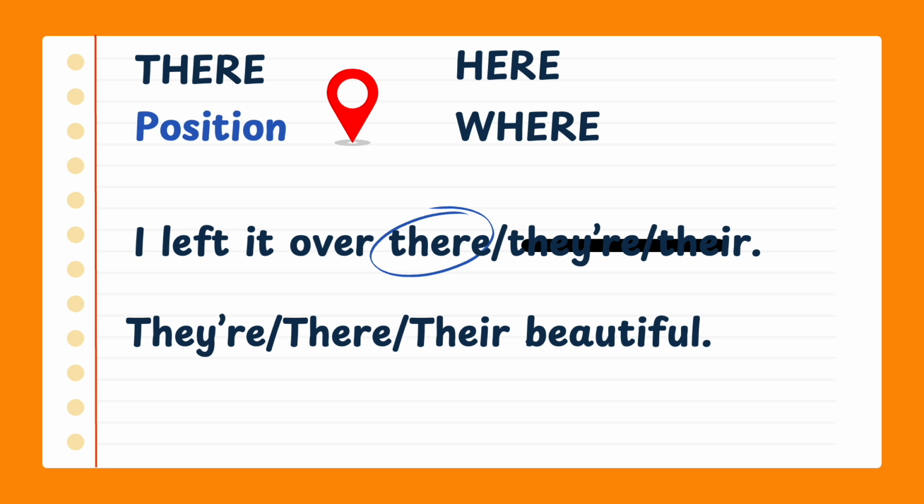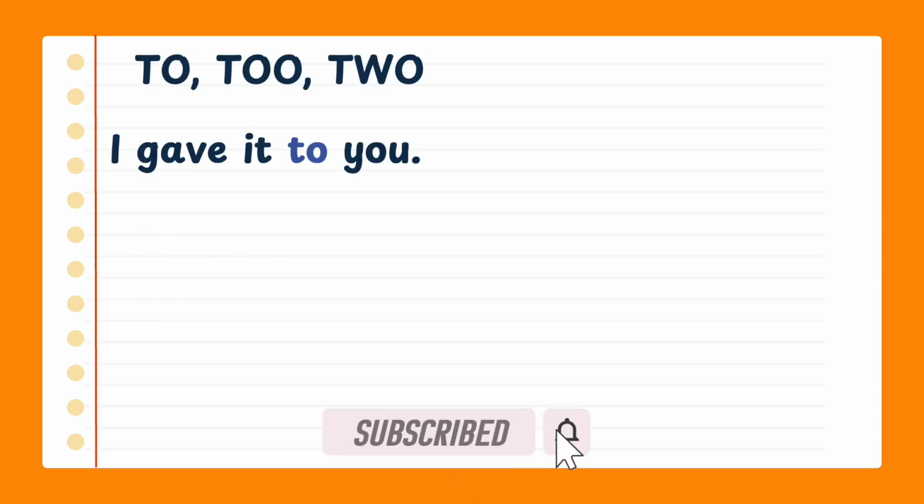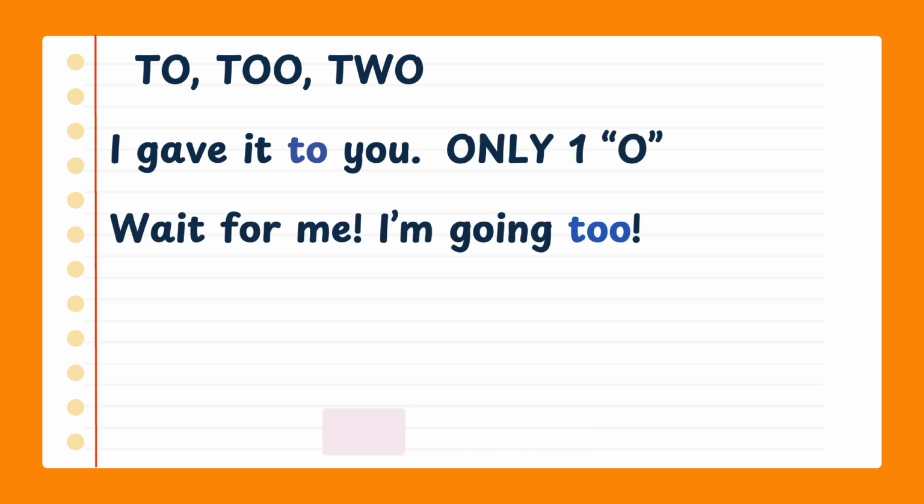However, can I replace there with they are in this sentence, as in they are beautiful? Yes, I can. Therefore, they're with an apostrophe is the right spelling in this case. Two, as in I gave it to you, it's spelled with only one O. Too, as in wait for me, I'm going too, means also, extra, more than one.